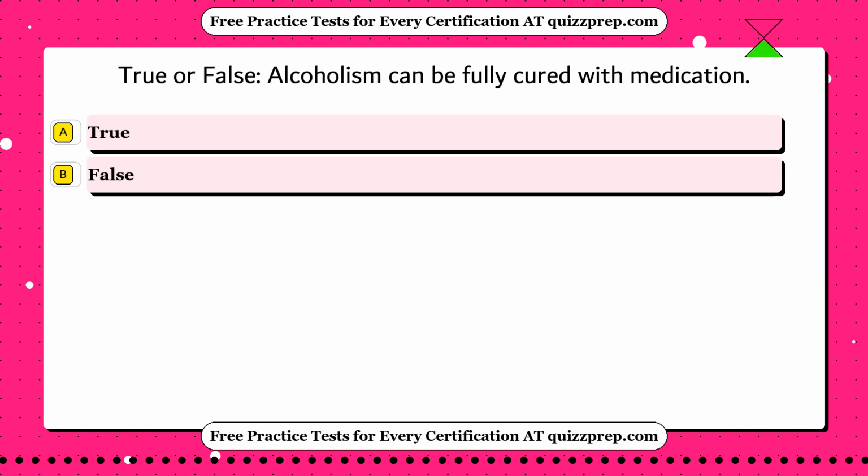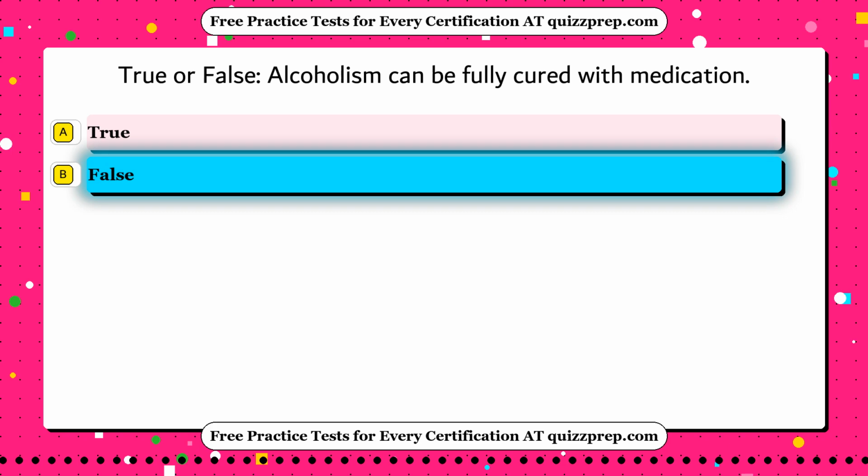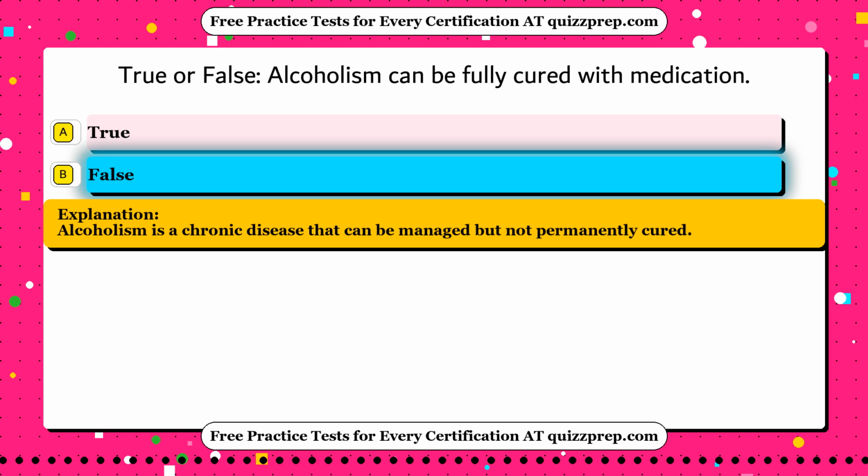Question 121. True or false, alcoholism can be fully cured with medication? Option A, true. Option B, false. The correct answer is option B, false. Alcoholism is a chronic disease that can be managed but not permanently cured.